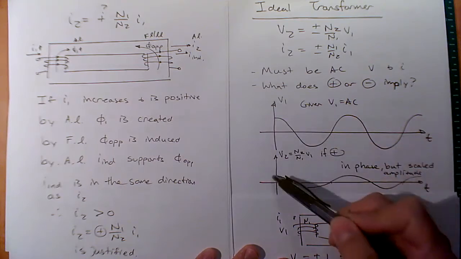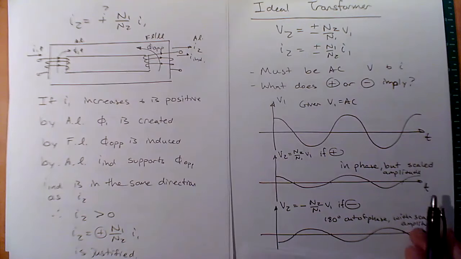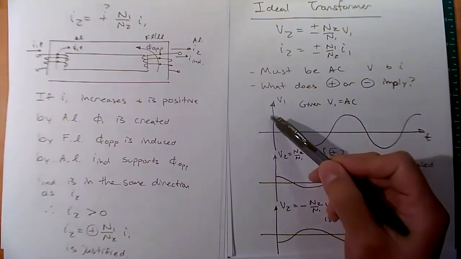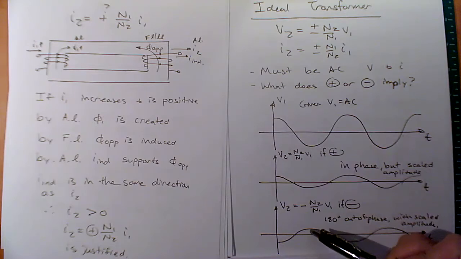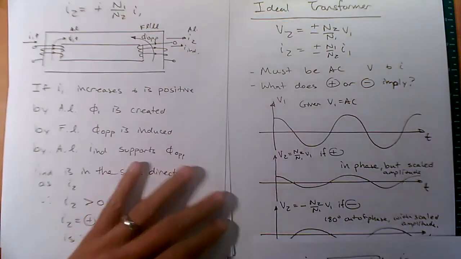When this is low, they're in phase. If you have a negative sign, it means it's out of phase by a perfect 180 degrees, right? Which means when this is high, this is low. When this is low, this is high, right? And so that's what it means. You get this flip of phase. And that could be important.